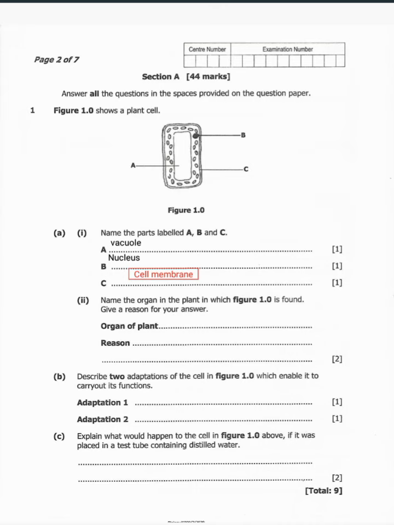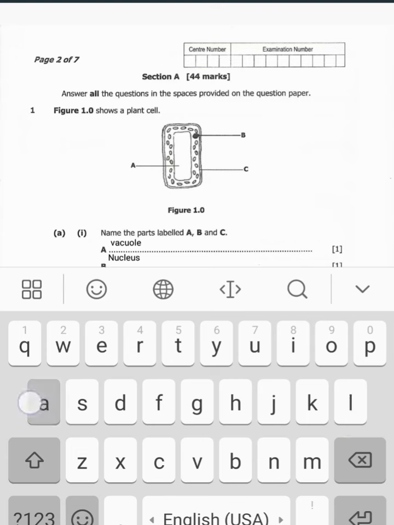Okay, we come to A2. We're saying name the organ in the plant in which figure 1.0 is found. Give a reason for your answer. So in this case, we know it's a palisade cell. The palisade cell is found in the leaves. We need to understand why we are saying it is in the leaves: because this cell needs a location where it can trap enough sunlight for the process of photosynthesis. So the organ is a leaf.